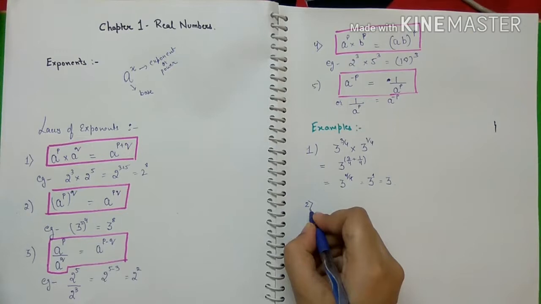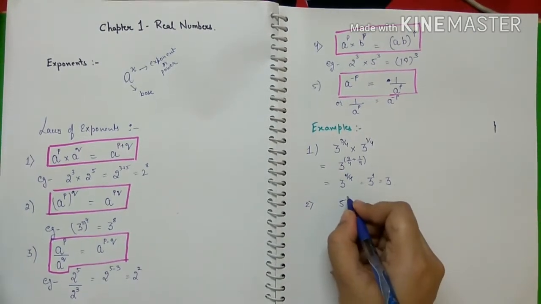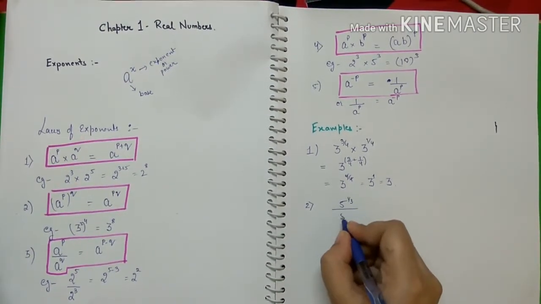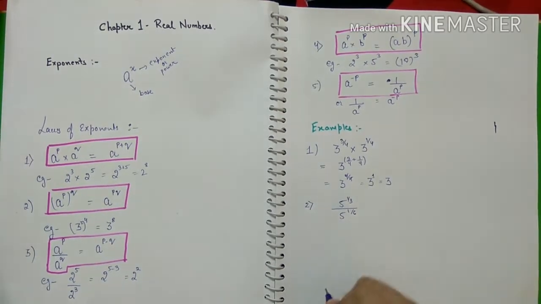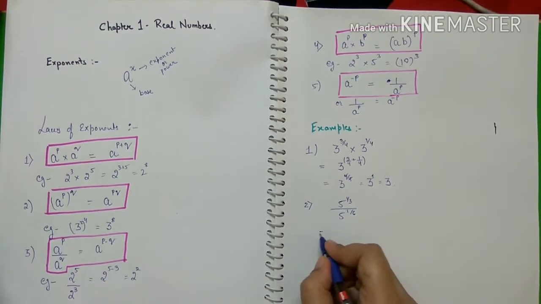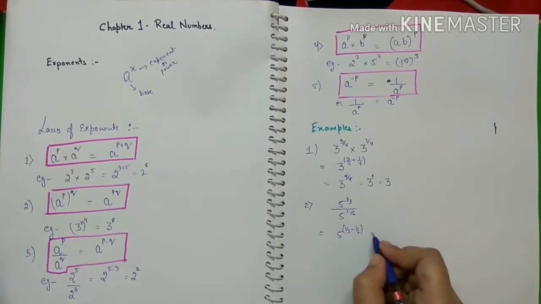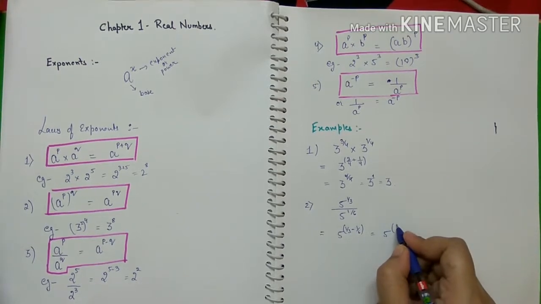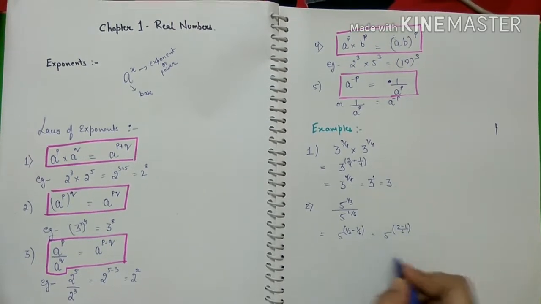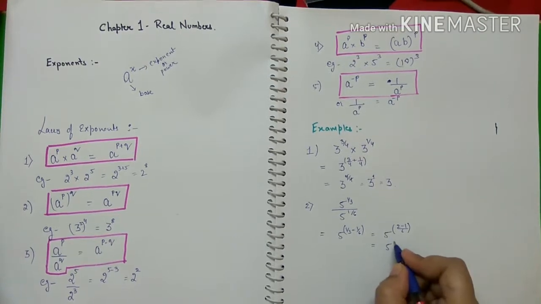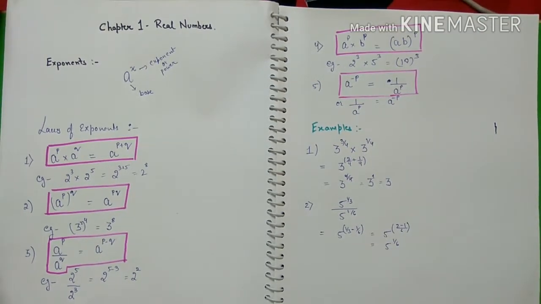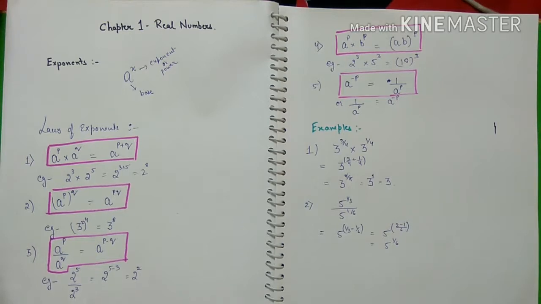Similarly, our second example is 5 raised to power 1 by 3 divided by 5 raised to power 1 by 6. Now we can easily see that it is using our third law of exponent. We have the same base and the powers are different. So what we'll do? We'll subtract the powers. So we have to take the LCM, which becomes 2 minus 1 upon 6. Hence the answer 1 upon 6. So we get the answer 5 raised to power 1 upon 6.